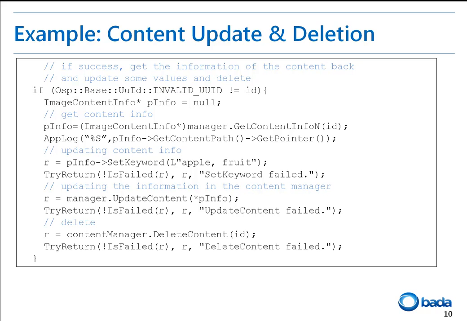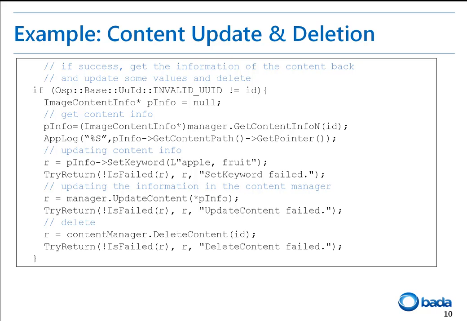Here, we're first going to check if the ID is valid. After checking this ID, we want to work on image file information. Then, we retrieve the ContentInfo instance using the GetInfoN method. We can always check for the content path and print this value in the SDK, as here it's shown for printing the content path.